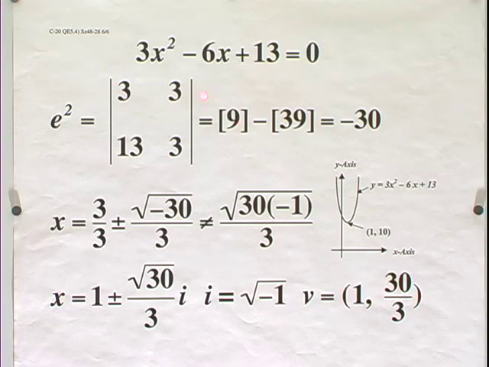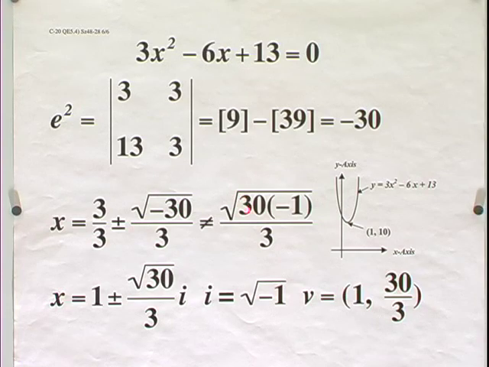3 times 3 is 9, and 3 times 13 is 39. When I do the subtraction, I get -30. What this means is the deviation from a trinomial square is -30, and this minus means that the roots are going to be complex numbers, as we'll see. So x, the roots, will be this 3 divided by that 3 by a, and then plus or minus the square root of minus 30 divided by 3.